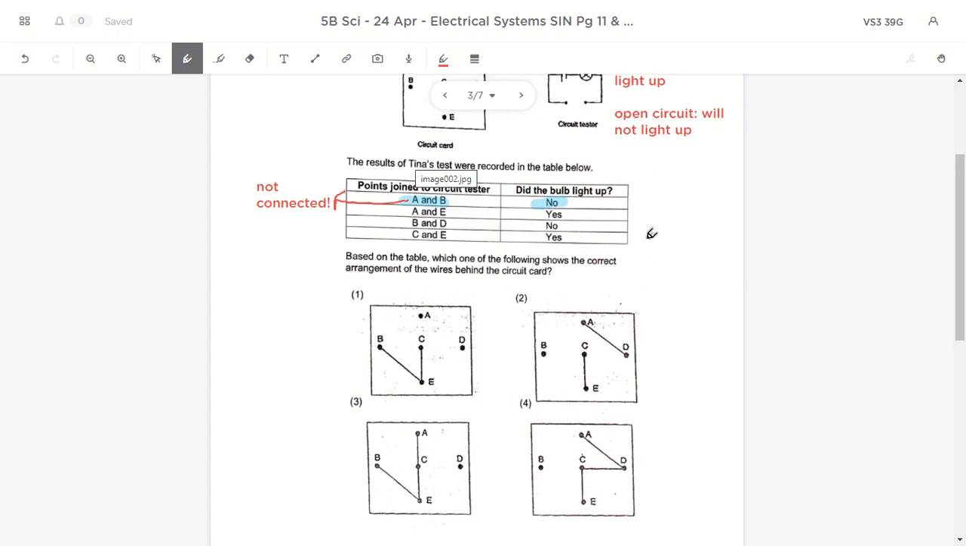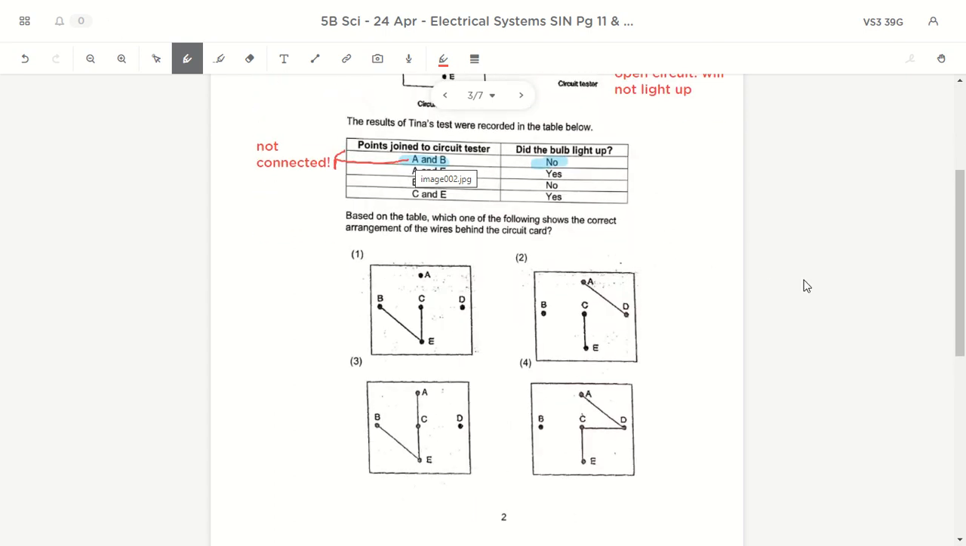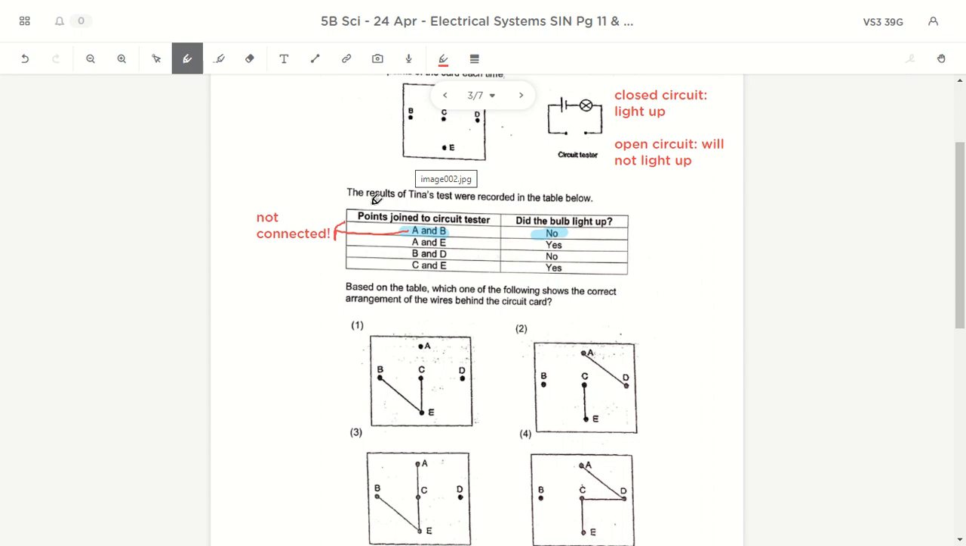Let's find another one. Realize that B and D are also the same. When you connect B and D to the circuit tester, they do not allow the light bulb to light up. So same thing: B and D are also not connected, directly or indirectly. Because the light bulb didn't light up, it means it's an open circuit, whether directly or indirectly. A and B are not connected together, B and D are not connected together, while A and E are connected together, and C and E are connected together.